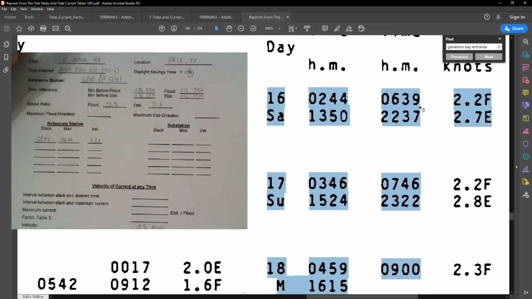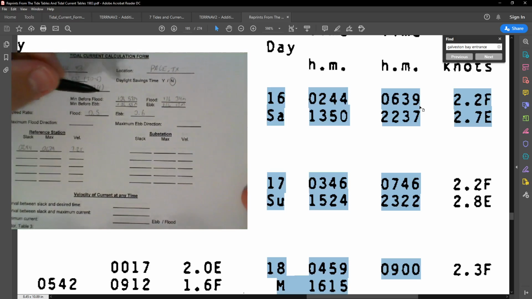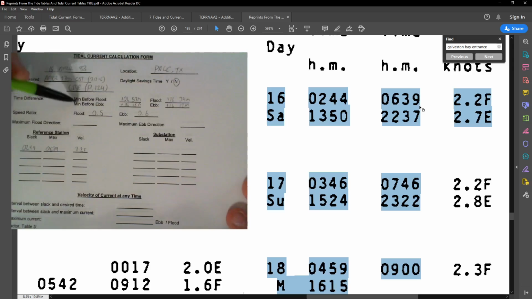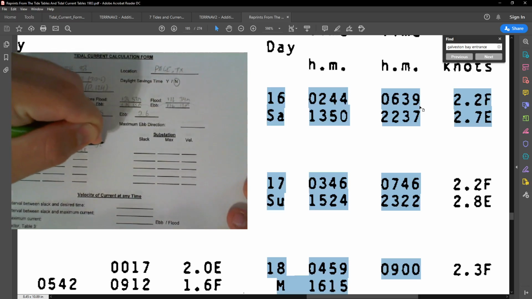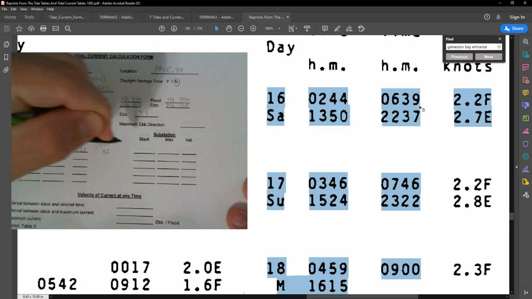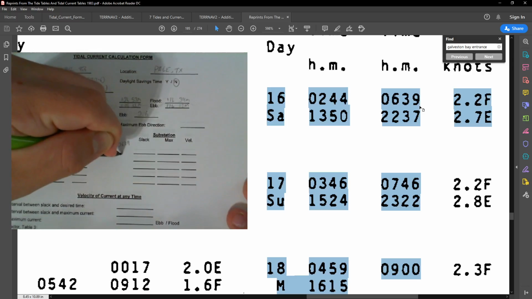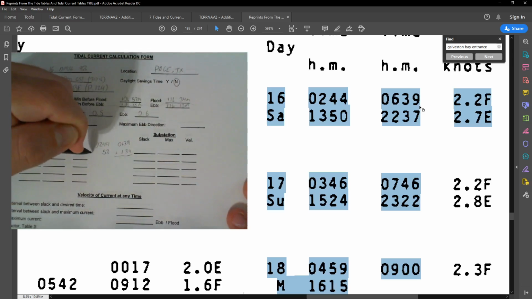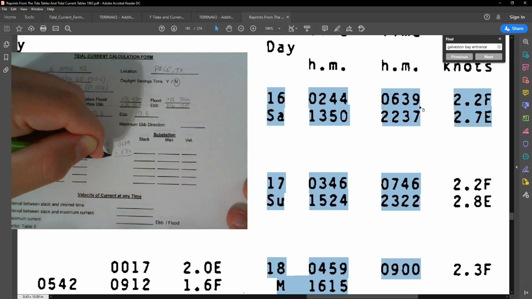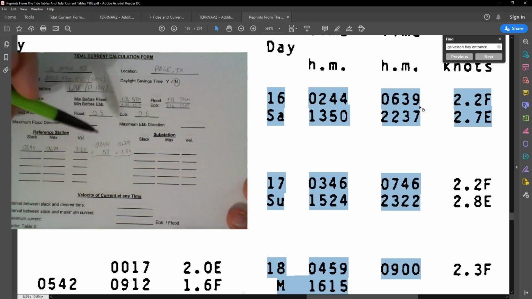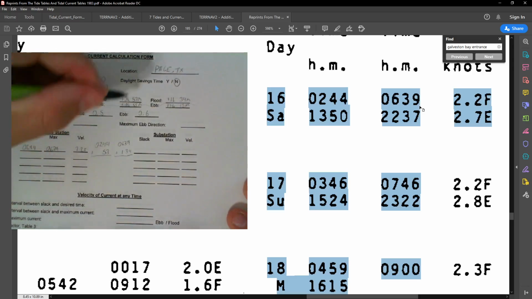And then let's add in the substation. So these are both flood, so we'll just cross out the ebb part of it so we don't confuse ourselves. And 0244 plus 53 minutes, and 0639 plus 134. Double check that we have the right numbers and we're pointing to the right place, because it would be bad if we were pointing to the ebb numbers.